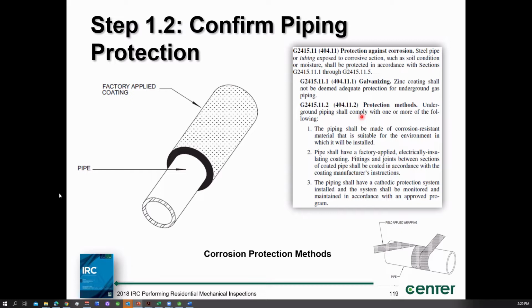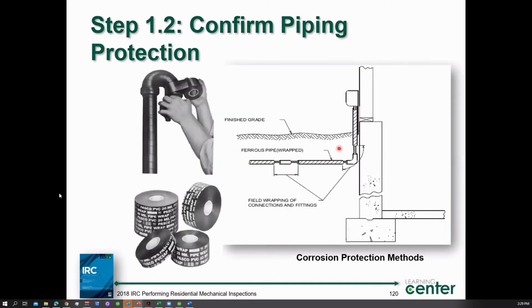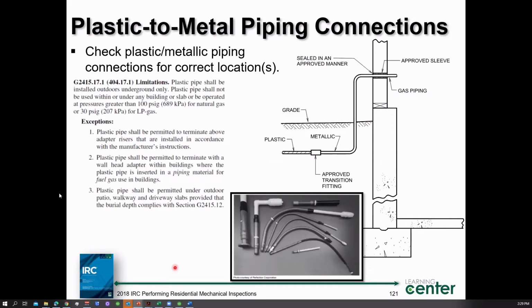A lot of the metallic gas piping that's buried underground has a thick plastic coating on it. And manufacturers, of course, have products that you can wrap it with after the welding process for corrosion protection. Typically, this is what we're talking about right here: something underground like this, with a protection method to protect the piping against corrosion. You've seen this over and over again.